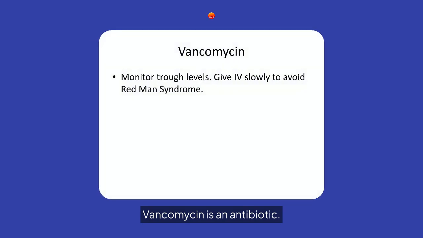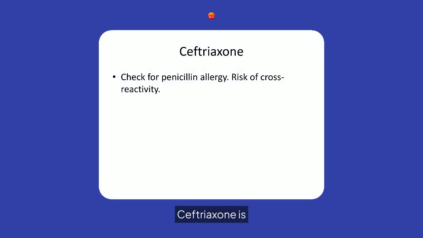Vancomycin is an antibiotic. Monitor trough levels to ensure efficacy. Administer IV slowly to prevent red man syndrome. Ceftriaxone is a cephalosporin antibiotic. Check for penicillin allergy due to the risk of cross-reactivity.